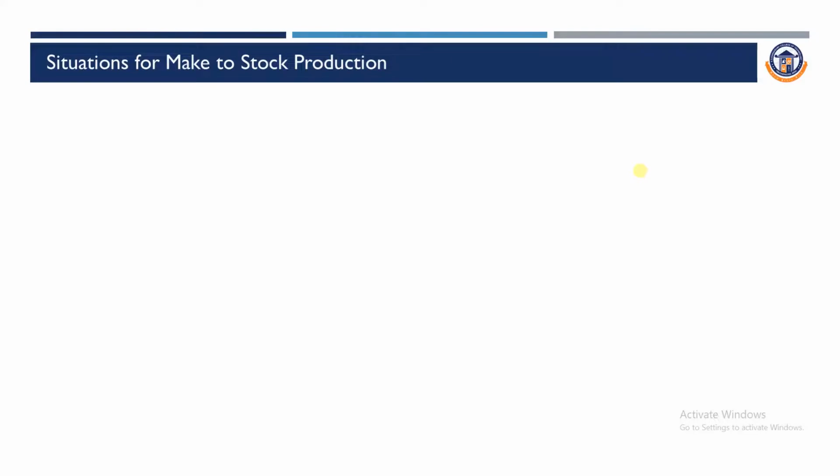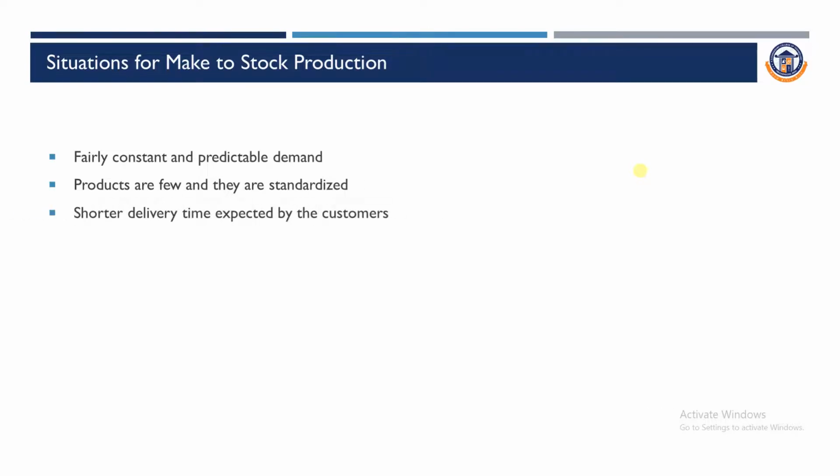So what are the situations for a company to follow this make to stock production system? Only if they have a fairly constant and predictable demand, they are able to follow the system. And in this system, the products are very few and they are standardized. There is a shorter delivery time expected by the customers. So products have a higher shelf life.